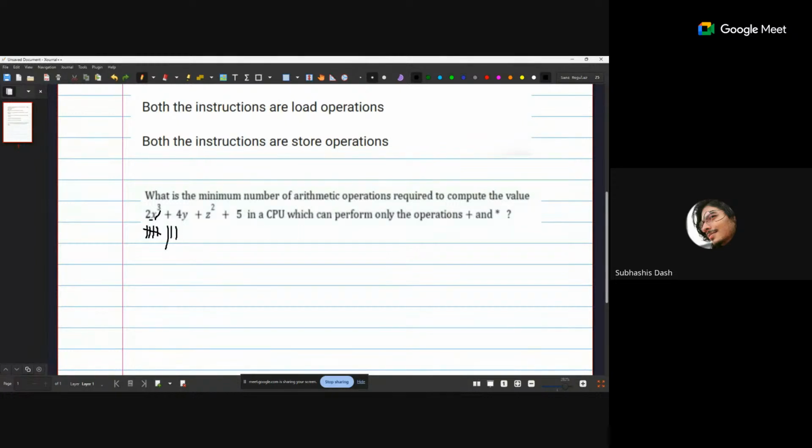1, 2, 3, 4, 5, 6, 7, 8. Yeah, that's correct. So actually, in the answer sheet, it's marked as wrong. So that's why I wanted to calculate it manually. It's marked as 7 is the correct answer. But don't worry, even if there are some errors in the marking scheme, you can dispute it, and you'll get the correct number of marks.